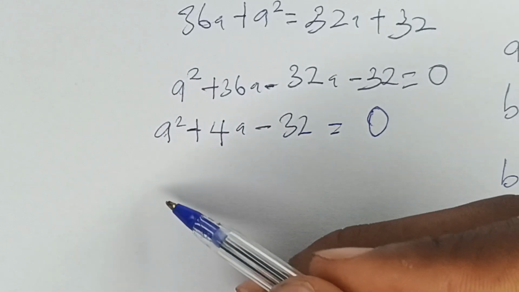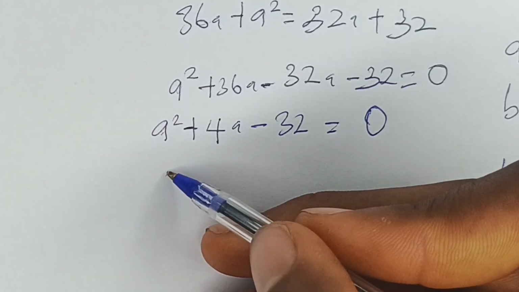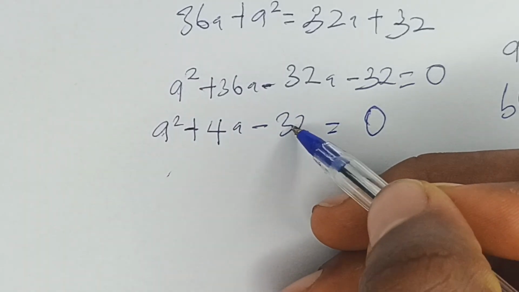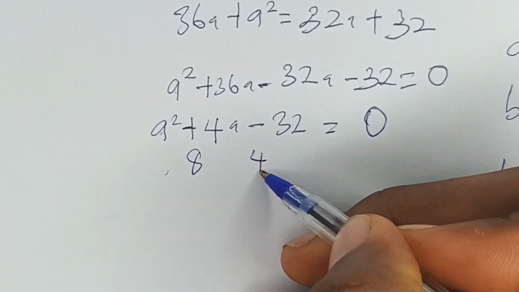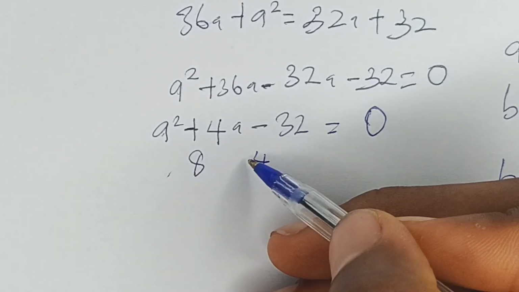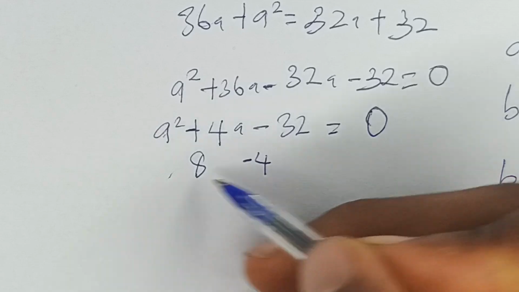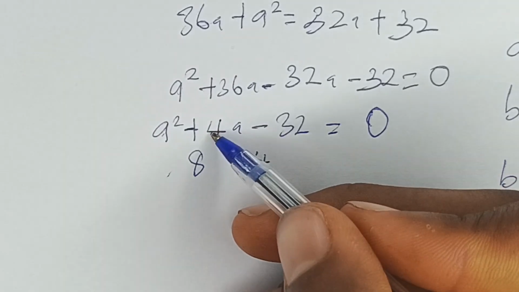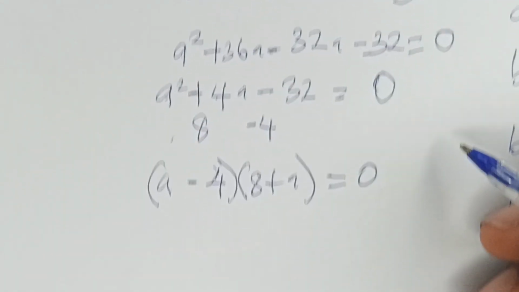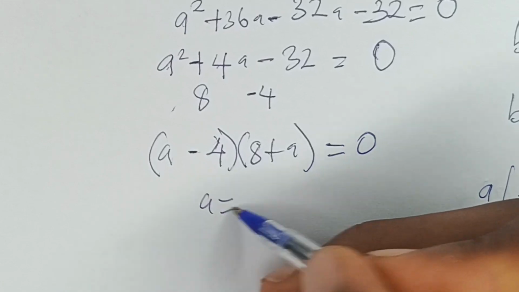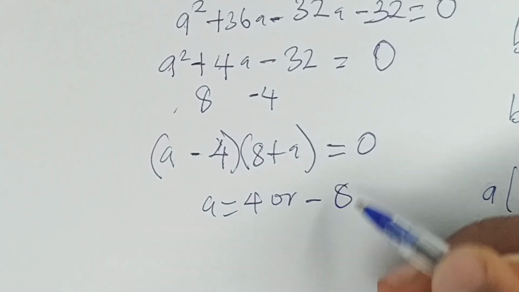Alright, so solving this quadratic equation, we have to use the factorization method. Factorizing this, the factors of 32 are 8 and 4. So we have minus 4 times 8 will give you minus 32, and minus 4 plus 8 will give you 4. So from here we now have that A is equal to 4 or negative 8.